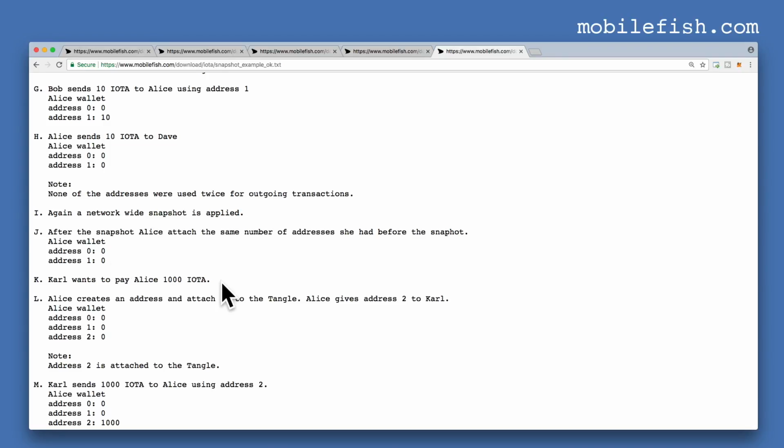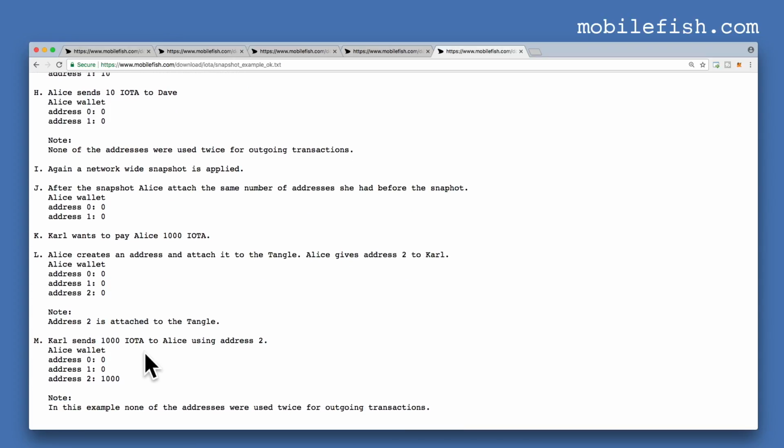Carl wants to pay Alice 1000 IOTAs. Alice creates an address and attaches it to the Tangle. Alice gives address 2 to Carl. As you can see, address 2 is attached to the Tangle. Carl sends 1000 IOTAs to Alice using address 2, as you can see over here. In this example, none of the addresses were used twice for outgoing transactions.